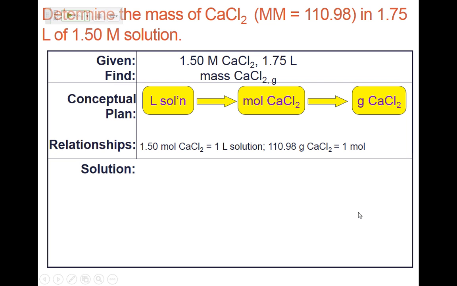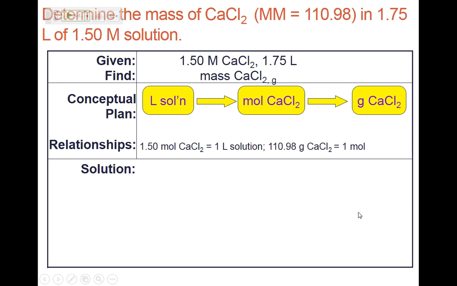So for this solution, I am taking the volume. Be really careful to read these. I have a bunch of numbers that are thrown at me: 1.75 liters, 1.50 molar solution. Make sure that you are not interconverting the numbers that are given. Don't lose your units. Make sure you're writing down your units. My volume is 1.75 liters of solution.